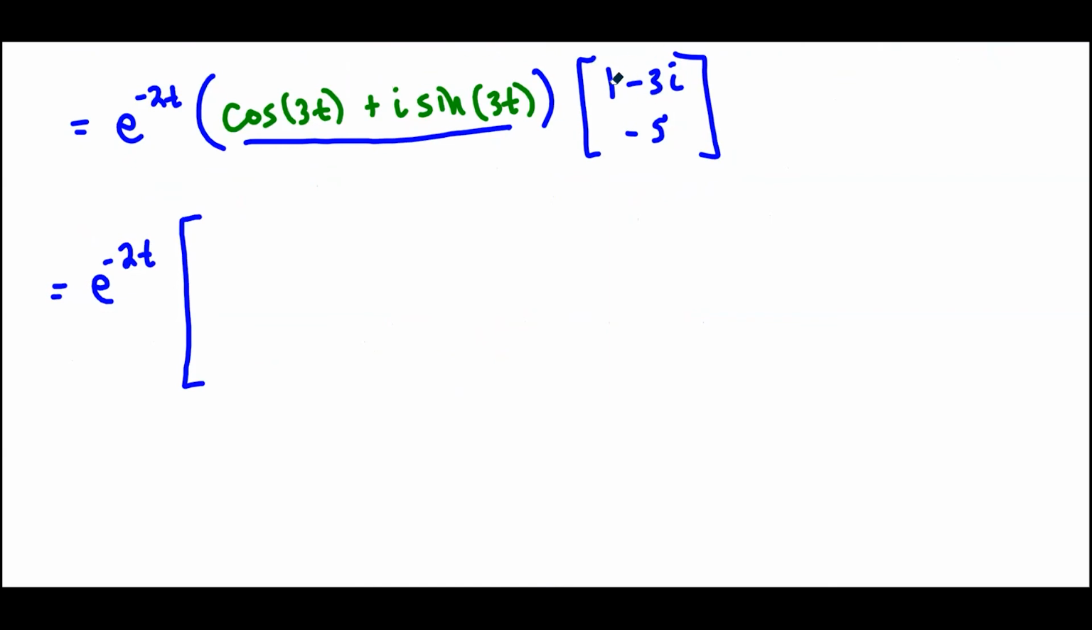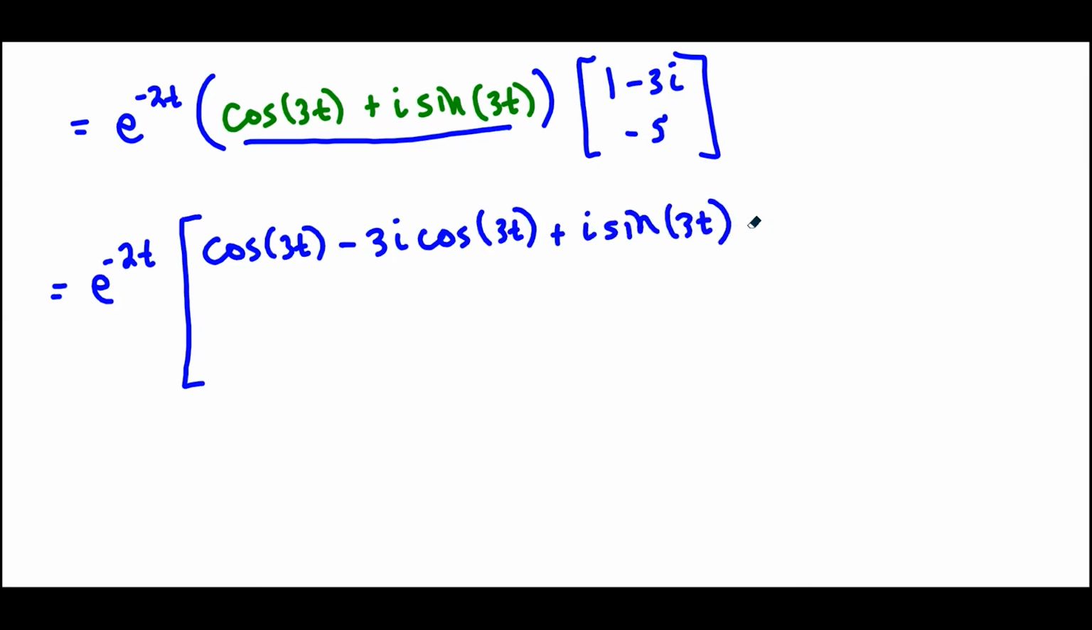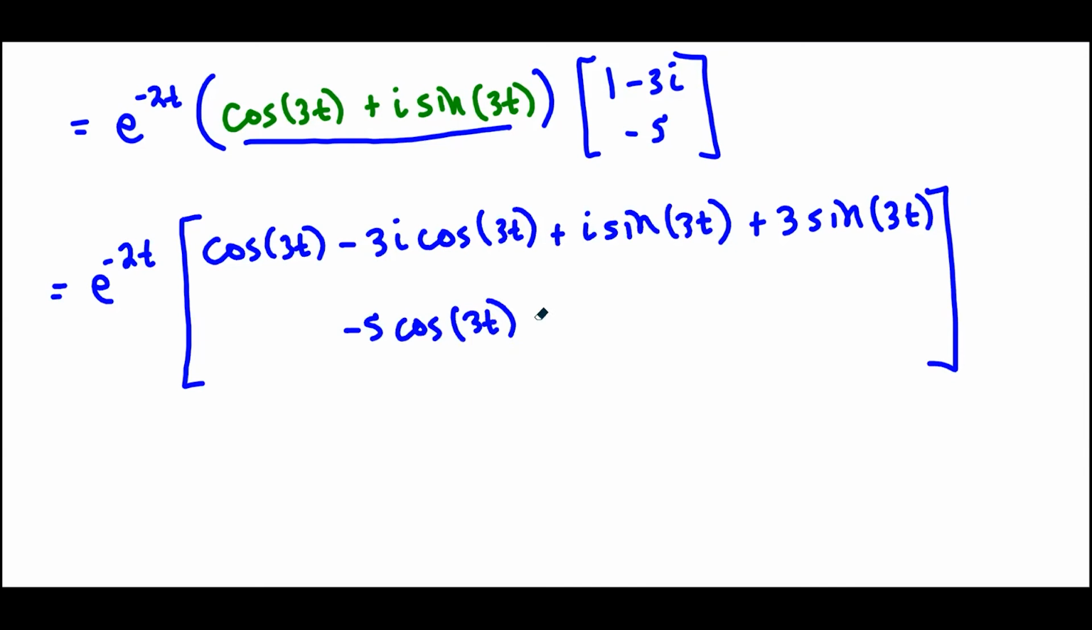So I have to do it for the first component. So I get cosine 3t minus 3i cosine 3t plus i sine 3t. And then I get minus 3i squared. That's going to be plus 3 sine 3t, because i squared is negative 1. And then negative 5 times cosine 3t, negative 5 times i sine 3t.